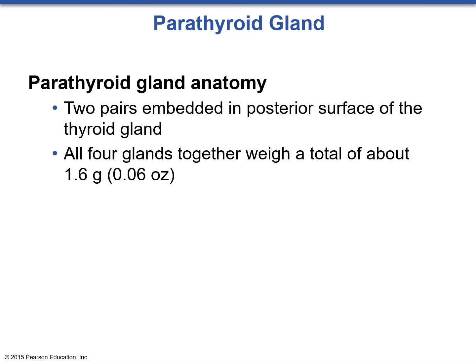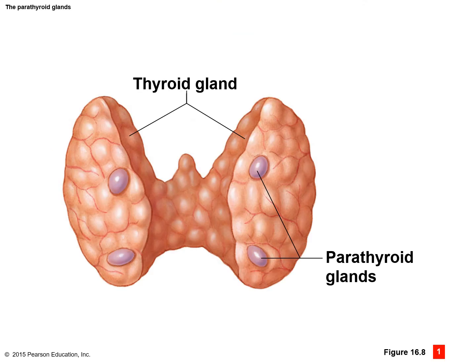The final thing that we'll talk about, finishing up with the thyroid gland, is the parathyroid gland. This is going to be two pairs of embedded glands on the posterior surface of the thyroid gland. All four glands together weigh about 1.6 grams or 0.06 ounces. So here we can see the parathyroid glands on the posterior aspect of the thyroid gland.